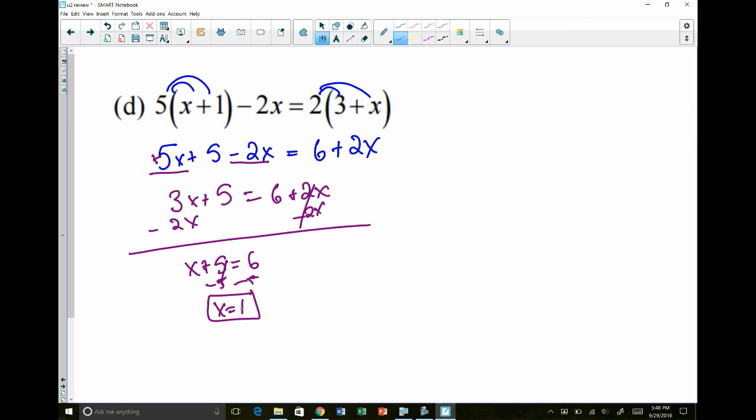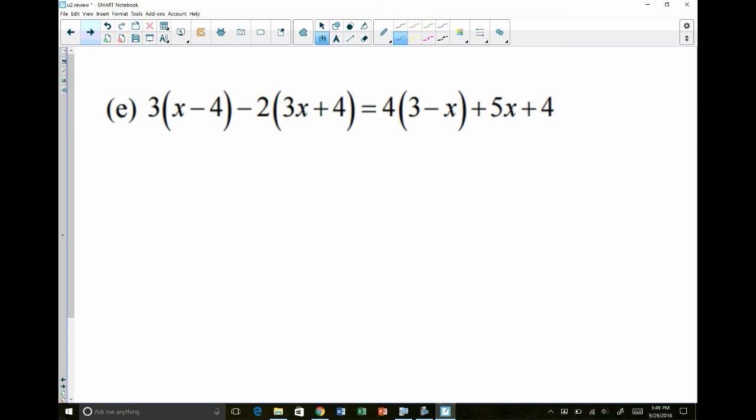I could take x equals 1 and plug it back in and get a true statement. Or use the store feature on my calculator. I could do 1 store x, type in this side, type in that side, and hopefully get the same result on both sides. And last but not least, letter E. Letter E looks like a monster, but it's really not.